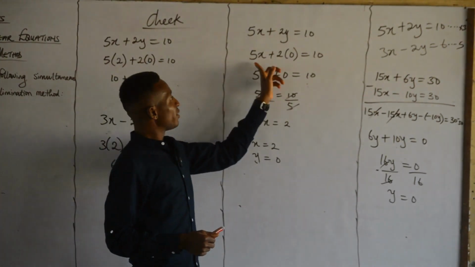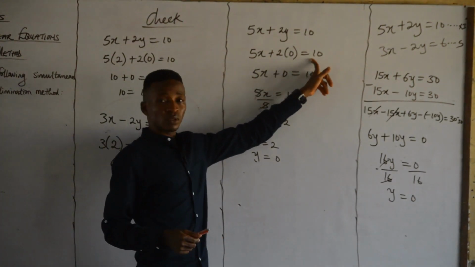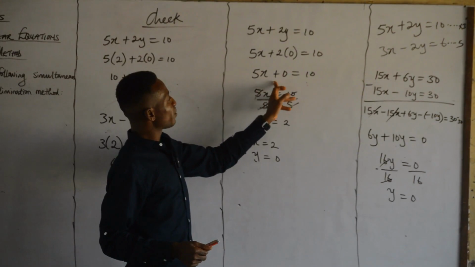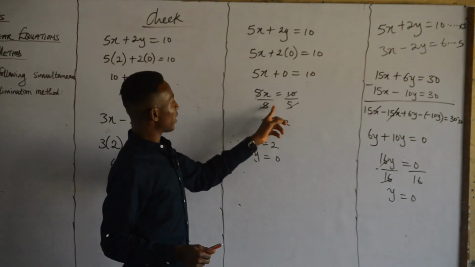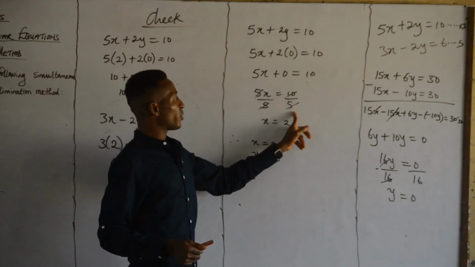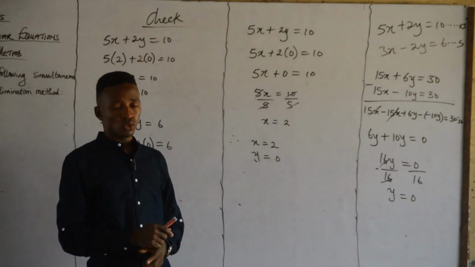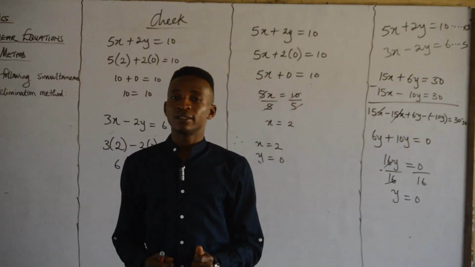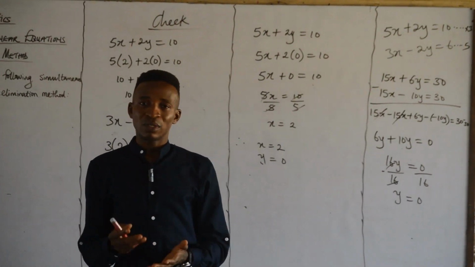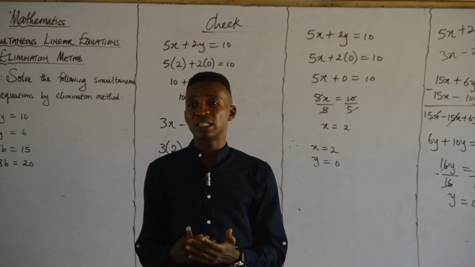So here now we have 5x plus 2 into bracket 0 equals 10. So we have 5x plus 0. 2 times 0 gives you 0, equals 10. So here we have 5x all over 5 equals 10 over 5. Then x equals 2. So that was the solution we had for the question. That means we've been able to get the answer for both x and y.